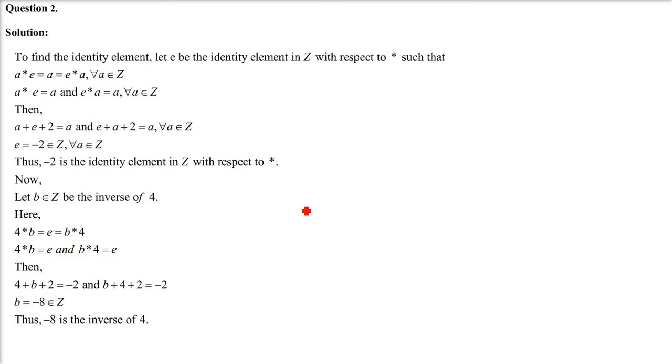See, the A star B is equal to A plus B plus 2. And this is for integers, that is set is Z for all integers. And A and B belongs to Z. So we have to find out the inverse of 4. First we have to find out the identity element. Then only we can go for the inverse element, because A star B will be equal to E.